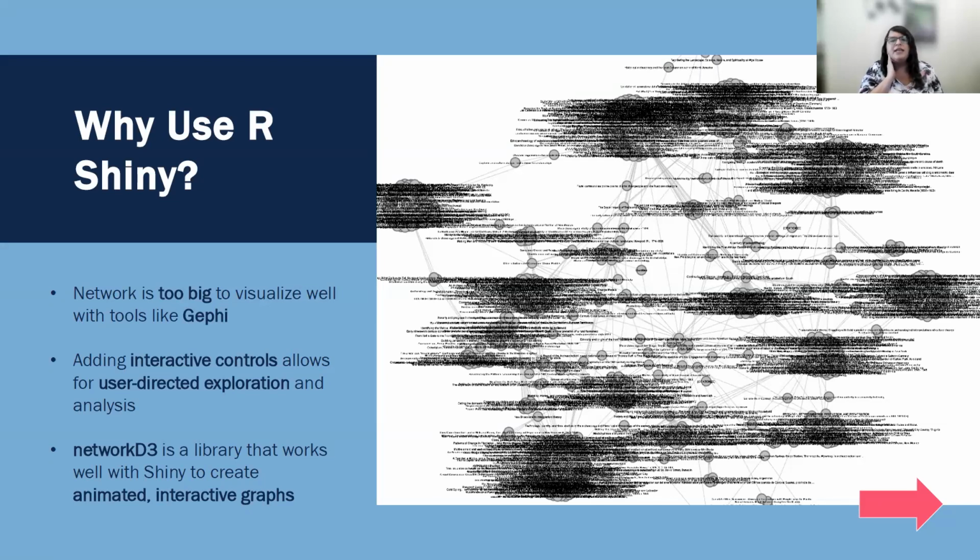So we decided that we needed some level of interactivity where the user can explore certain areas and isolate certain areas of the network without seeing every detail of it all at once. Another reason that we decided to use R Shiny in this case was that R Shiny actually has a package that works with it that is strictly for creating these network diagrams, called networkD3. And it produces these really nice animated interactive graphs.